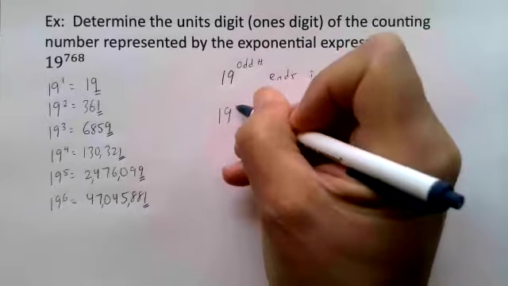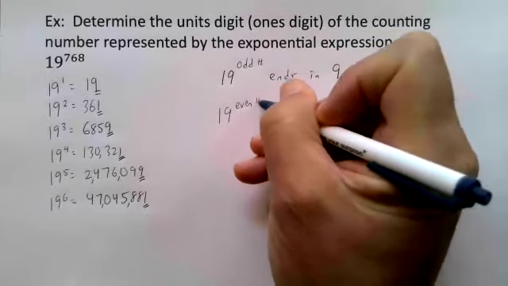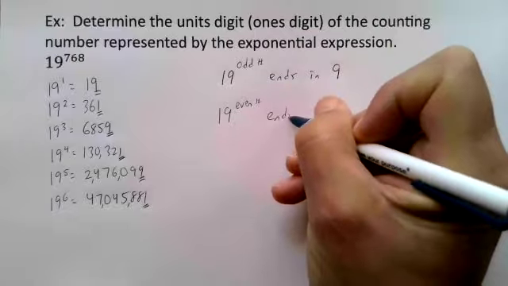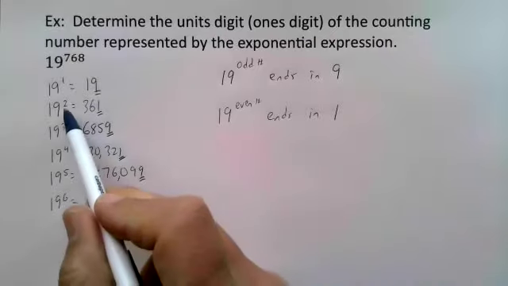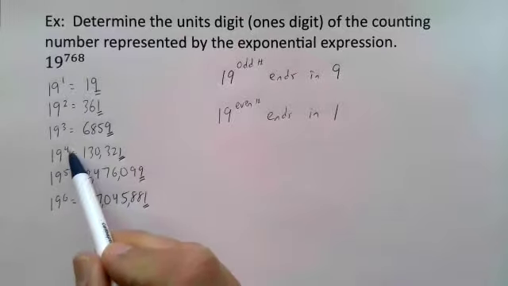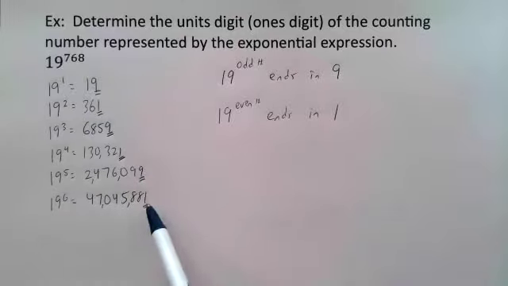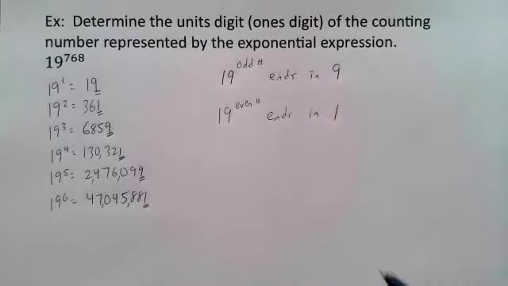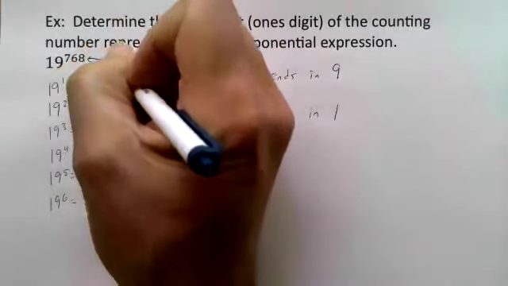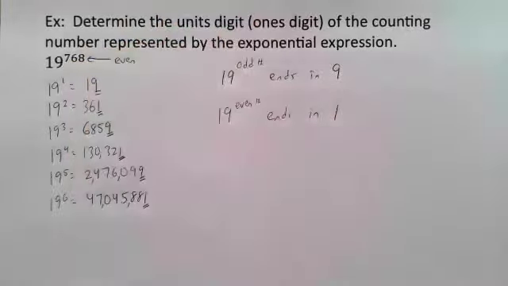It also looks like if I take 19 to an even number power, those seem to always end in a 1. 19 to the second ends in a 1. 19 to the fourth ends in a 1. 19 to the sixth ends in a 1. If we believe that pattern, we're kind of done here because that's an even number. 768 is an even number. It should end in a 1.